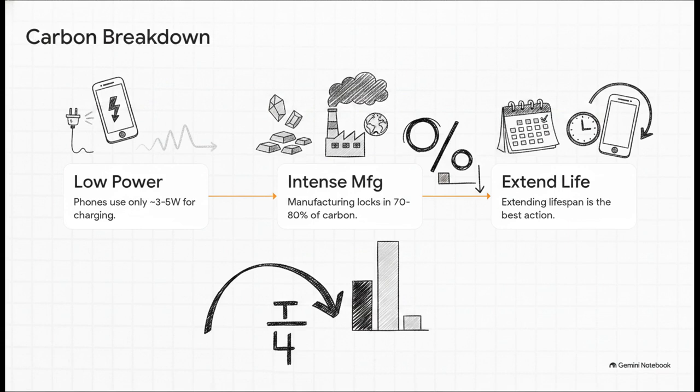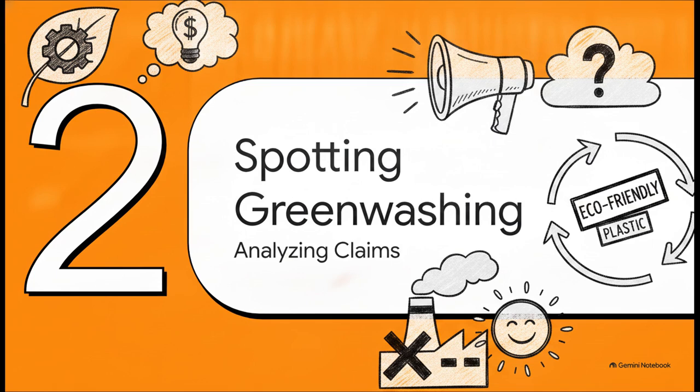And what that means for us is that your absolutely most sustainable action isn't buying a slightly more efficient phone, it's just keeping your current phone longer. If you spread that massive chunk of manufacturing carbon over 4 years instead of 2, you literally halve your per year impact. Moving right along to Section 2, let's talk about analyzing greenwashing scenarios.